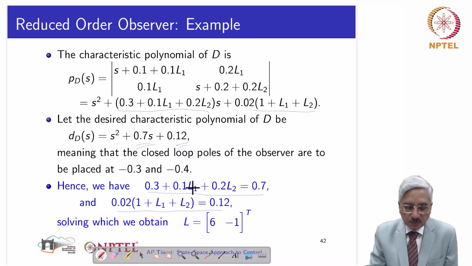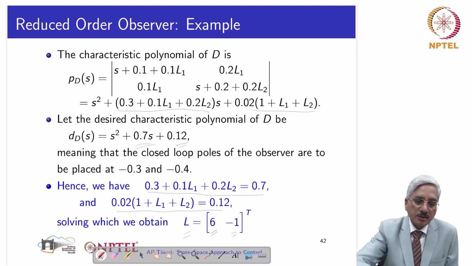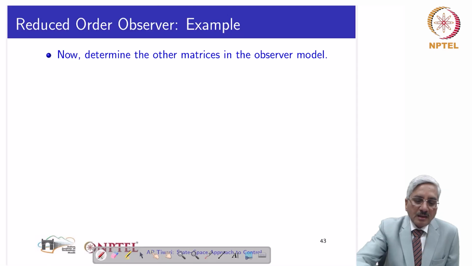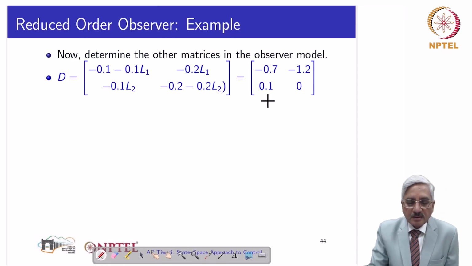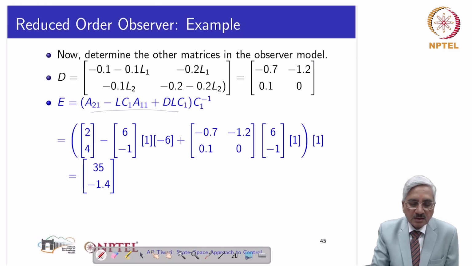And by solving this, we get L1, L2 as 6 and minus 1 respectively. That is, L becomes [6 minus 1] transpose. This is the L matrix, the gain matrix for the reduced observer. And once we got L, then we get D like this. We can evaluate E using that expression.